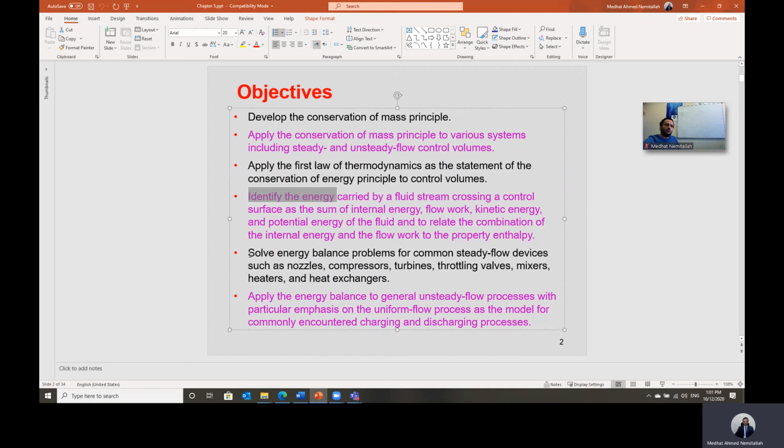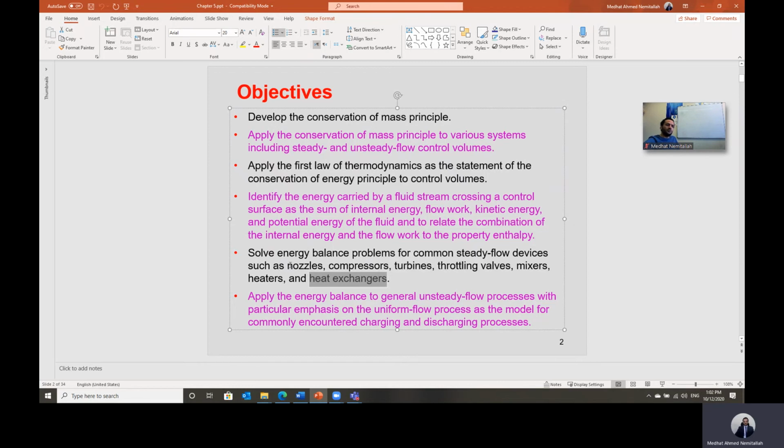Then we'll develop the first law equation of thermodynamics for a steady flow open system. We will apply this equation to some steady flow devices like nozzle, compressor, turbine, and throttling valve. A throttling valve is a device used to reduce the pressure and the temperature of the flow in a refrigeration system. We'll talk about this later on. Mixer, when we mix two fluids, like the shower, where we mix hot fluid with cold fluid. We'll talk about heater and also heat exchanger.